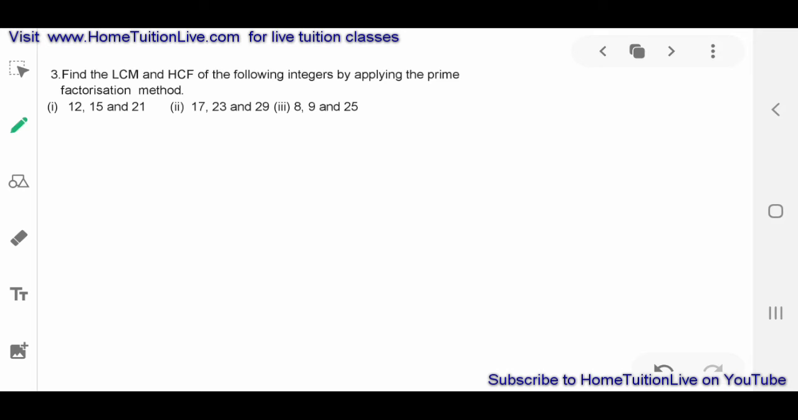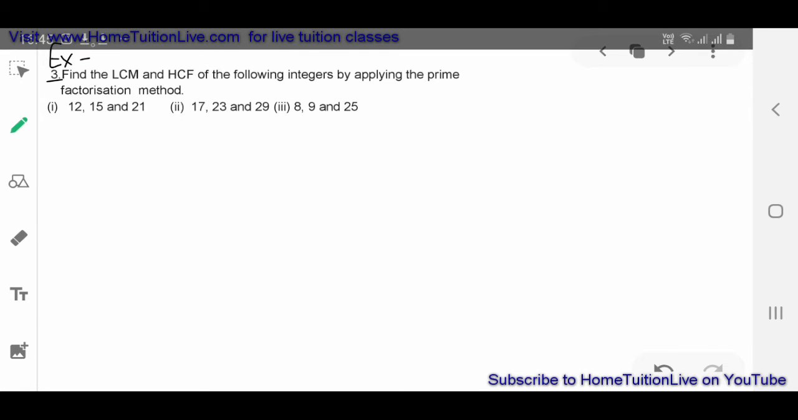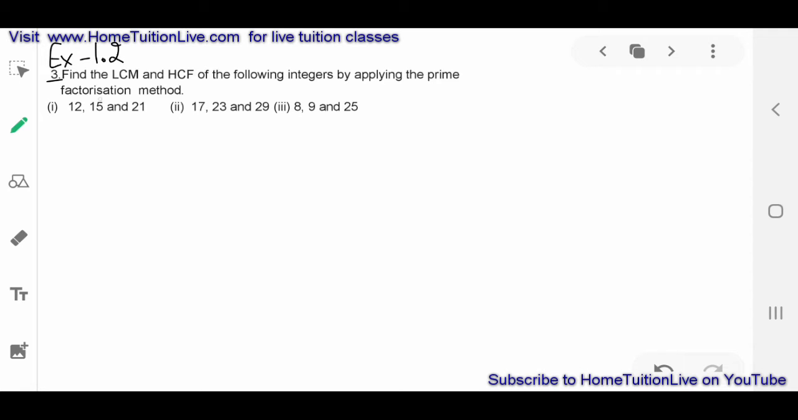Now in front of us we have question number 3 of exercise 1.2. Find the LCM and HCF of the following integers by applying the prime factorization method. Till now we have done it with two numbers. Now we are taking three numbers and we have to find the LCM and HCF.